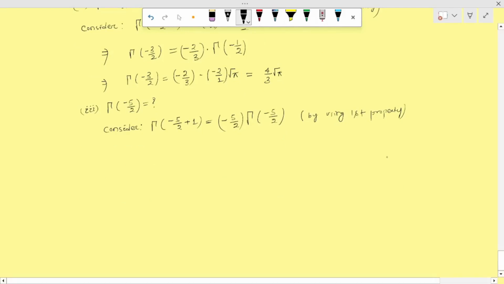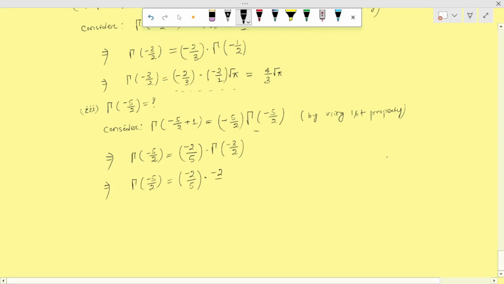So from this expression we can write that gamma minus 5 by 2 will be equal to, moving this term to this side, minus 2 by 5 into gamma minus 3 by 2, because minus 5 by 2 plus 1 is nothing but minus 3 by 2. The value of gamma minus 3 by 2 has already been evaluated, so I am going to substitute it directly.